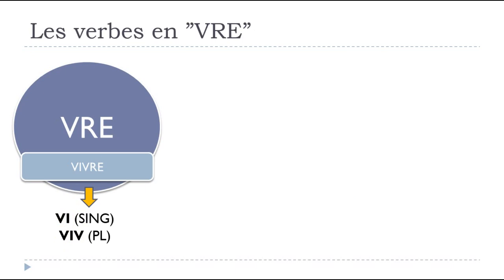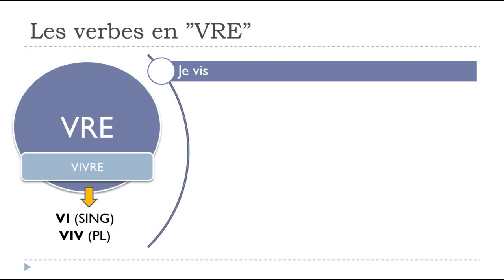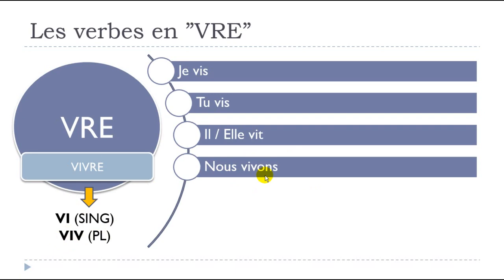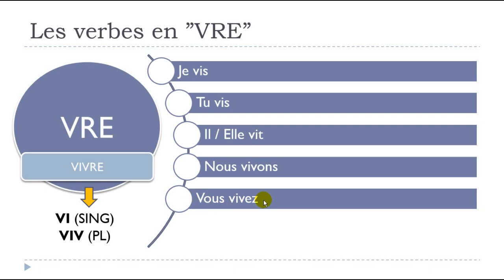So you will get je vis, tu vis, il vit, elle vit. Okay, so we do agree that you take this root or this stem here, you put it right here, and after that you will put the ending. For je it will be S, for tu it will be S, the same, and for il, elle it will be T. And so if we keep the logic as we saw now for the plural form, we will take VIV, and then after that we will add the ending, and the classic ending for nous is ONS. Nous vivons. Vous vivez. Ils vivent. Elles vivent. Okay?